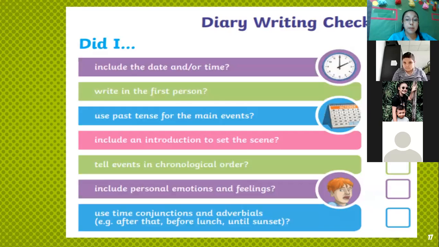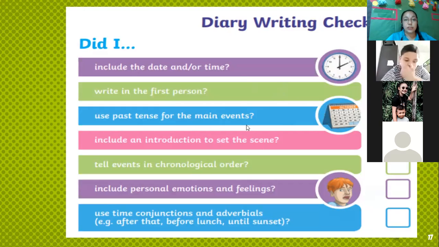You include personal emotions and feelings. For example, when you say, I was happy this day because I saw my friends one more time, or I spoke with my friends through WhatsApp. So here you show your personal emotions and also your feelings. And use time conjunctions and adverbials. For example, after that, first, finally, at the end of the day, I took my dinner. All of this you include in a diary.